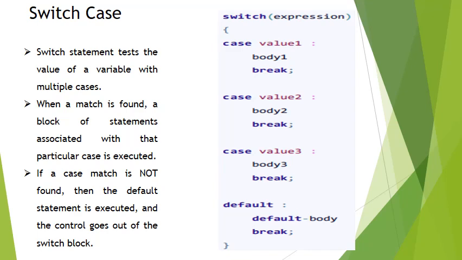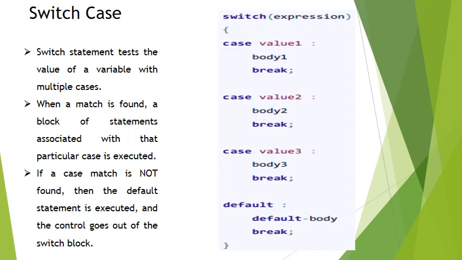See the syntax of the switch case statement. You have to give an expression inside the parentheses, that is the switch expression. The value of this expression is checked against the different case values. Suppose the value of the expression is value 1, then body 1 will be executed. Suppose the value of the expression is value 2, then body 2 will be executed. If the value of the expression is value 3, body 3 will be executed.